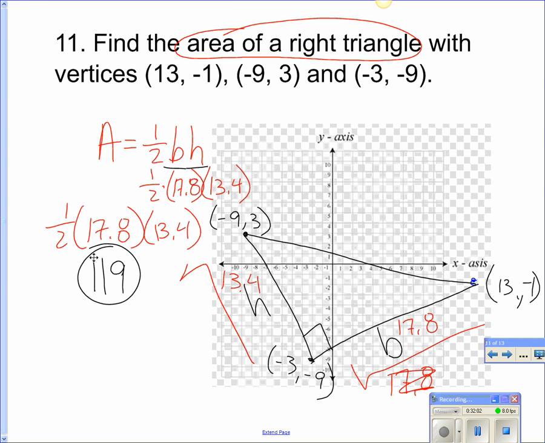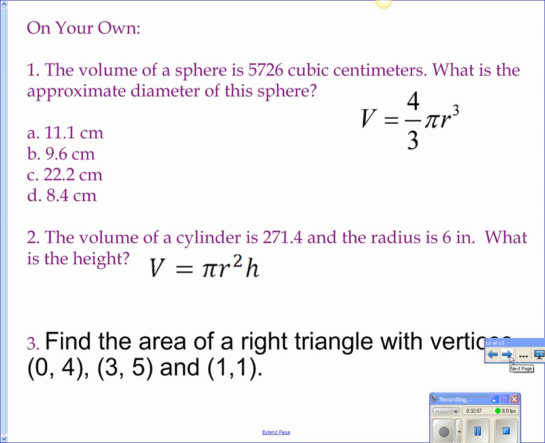Okay? All right, are there any questions? All right, you got 3 Oyos today. 3 Oyos.